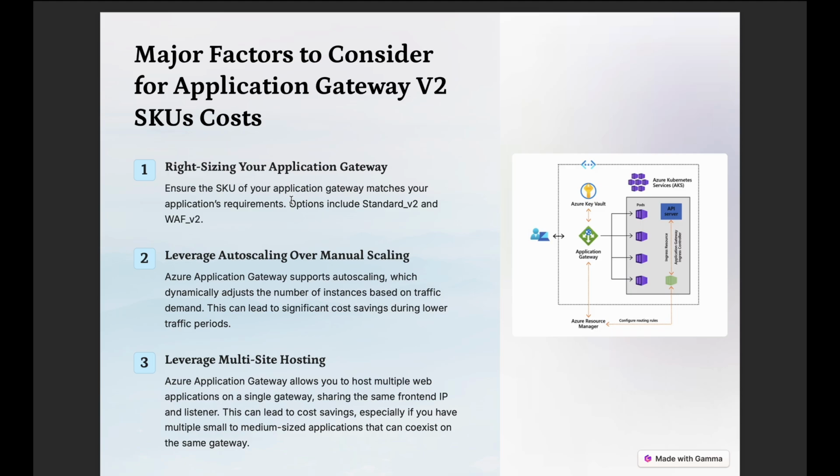Major factors to consider for V2 SKU cost. Number one, right sizing. We need to ensure that while we create the gateway it matches our application requirements, and then choose the right gateway SKU available to us from Standard V2 and WAF V2. Number two, leverage autoscaling over manual scaling. Azure Application Gateway supports autoscaling, which dynamically increases or decreases the number of instances based on traffic demand. You are just going to use the resources according to your traffic, which can lead to significant cost savings during the lower traffic periods.